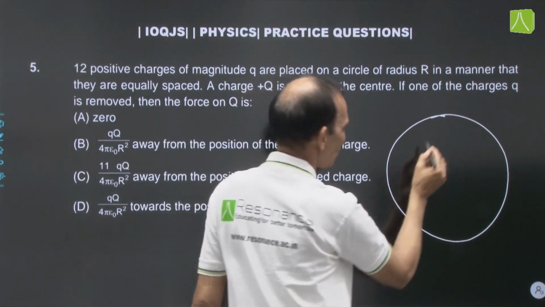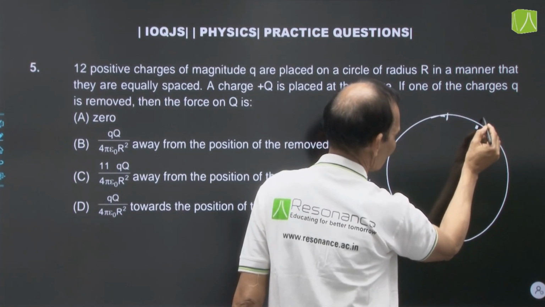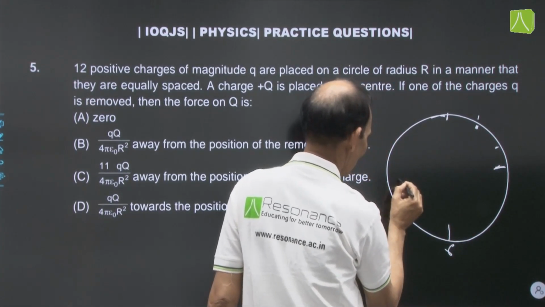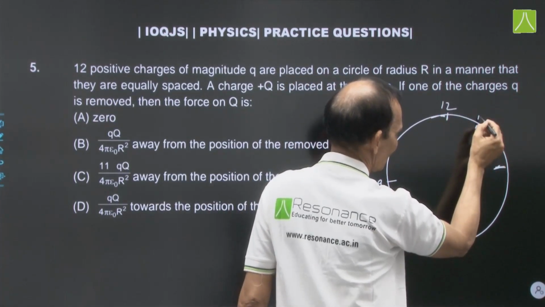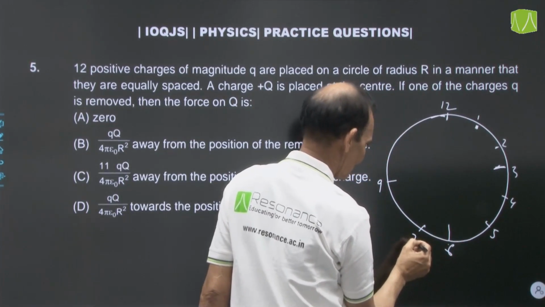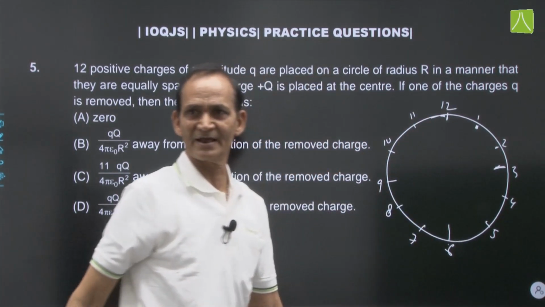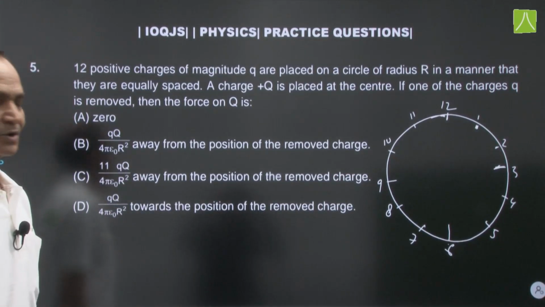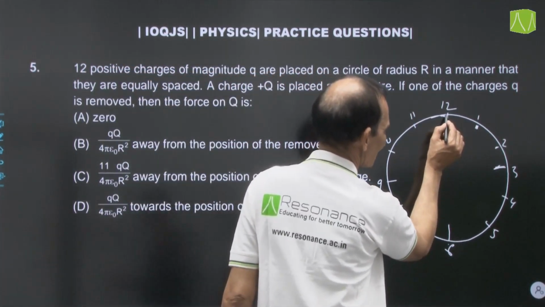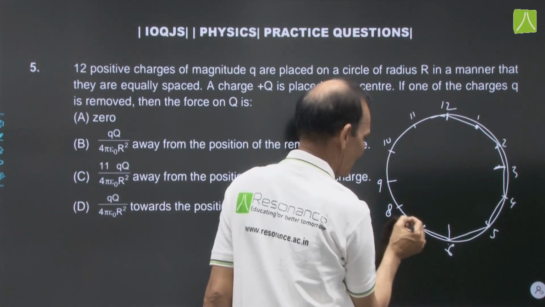It is a circle. How many charges are placed? It is 1, it is 2, here is 3, here opposite 6, it is 9, it is 12. 1, 2, 3, 4, 5, 6, 7, 8, 9, 10 and 11. 12 charges are placed. Equally spaced means this distance will be equal. It means it is a regular polygon.